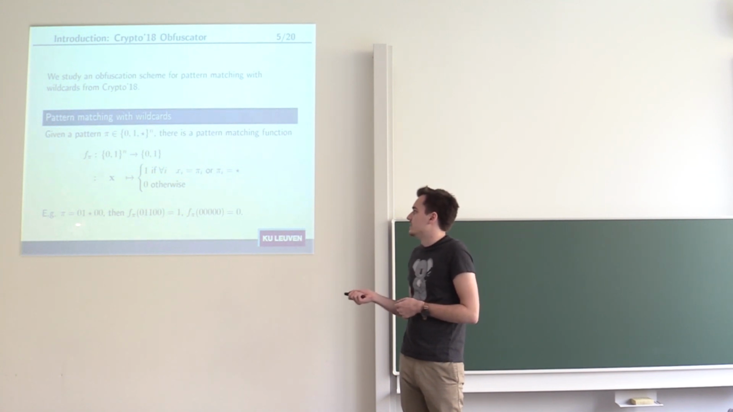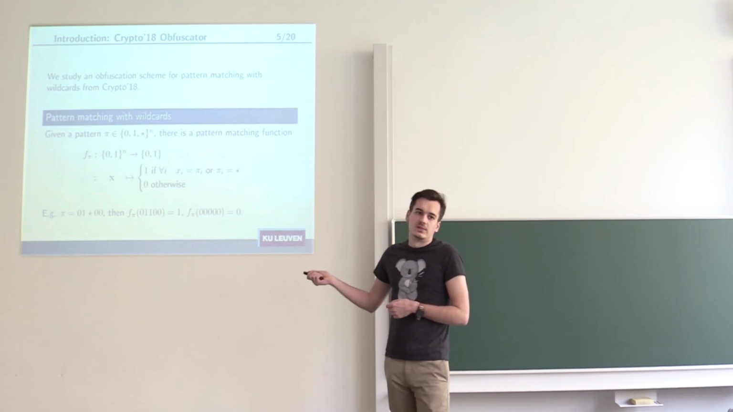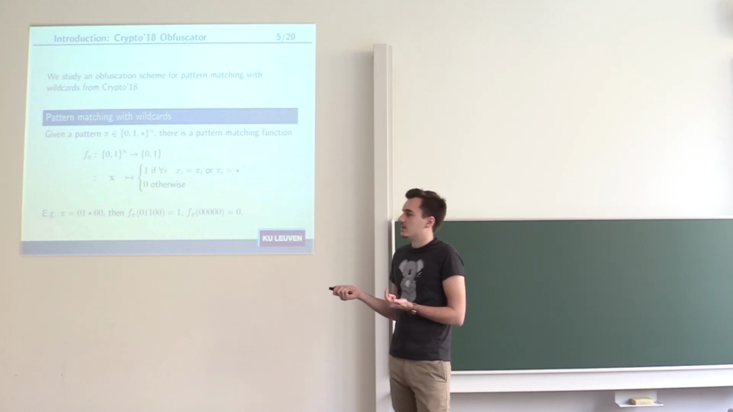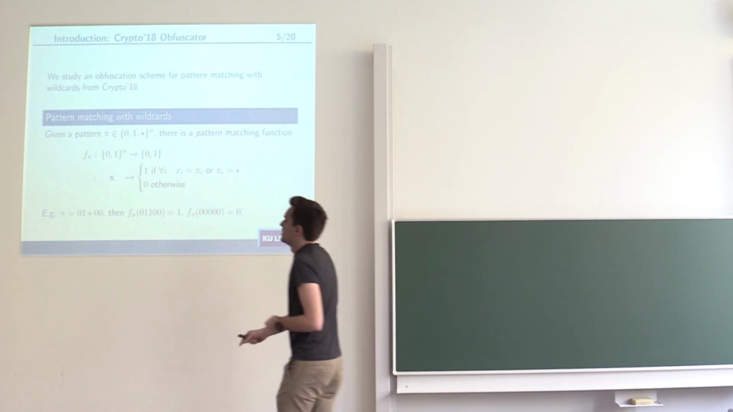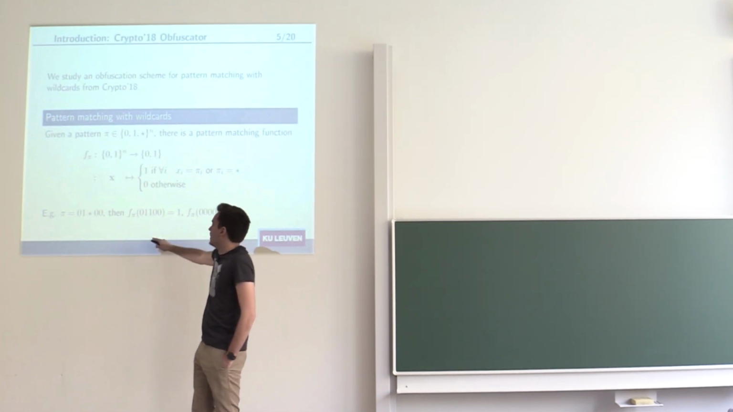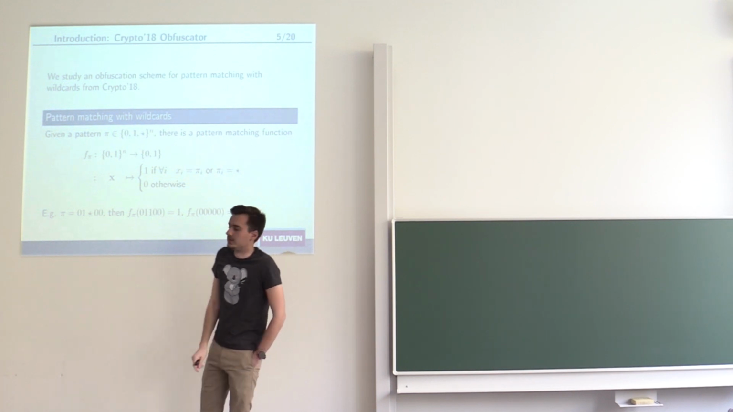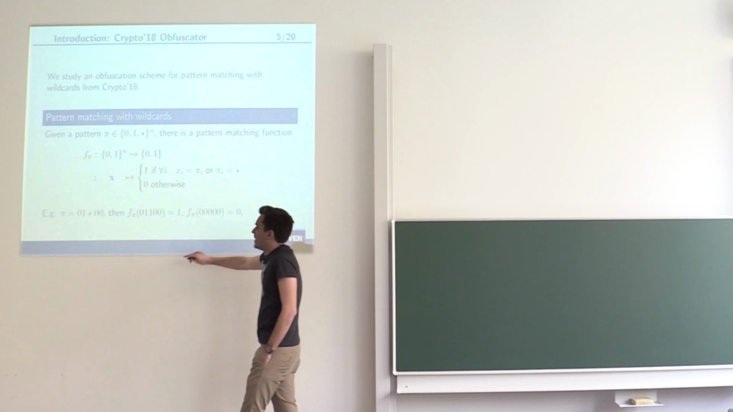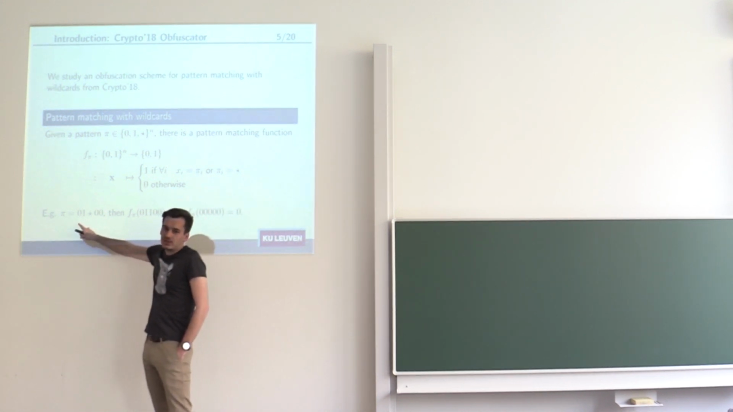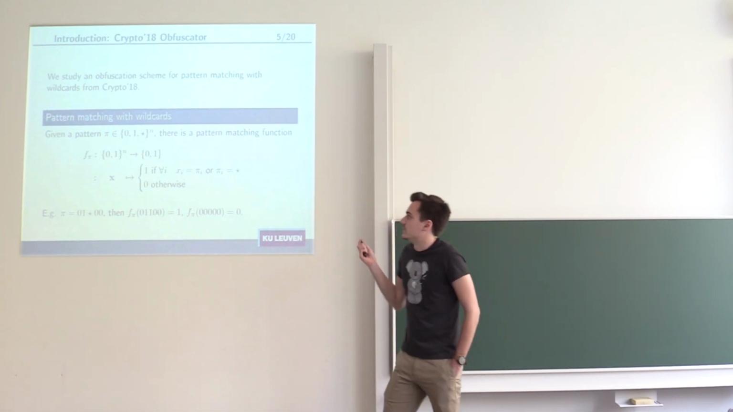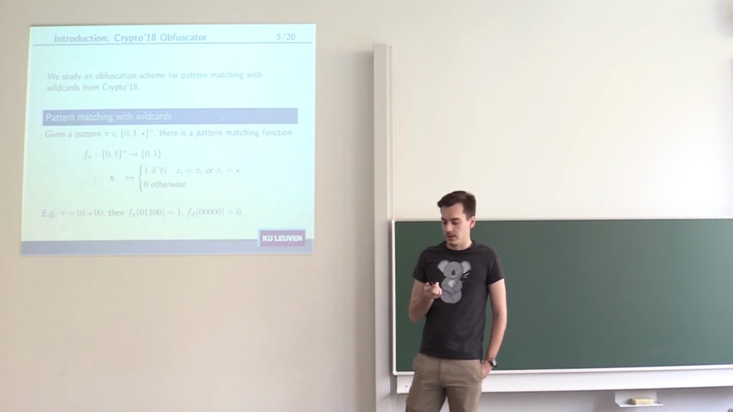So for example, in this example, the pattern is 0, 1, star, 0, 0. If the input is 0, 1, 1, 0, 0, it matches, because everywhere where the pattern specifies it should be 0 or 1, it is 0 or 1, and where it's a wildcard, in this case you have a 1, so it's accepted. And if you have the all 0 string, it's not accepted, because the pattern says there has to be a 1 in the second position, and there's a 0. So it's this functionality that we want to obfuscate.